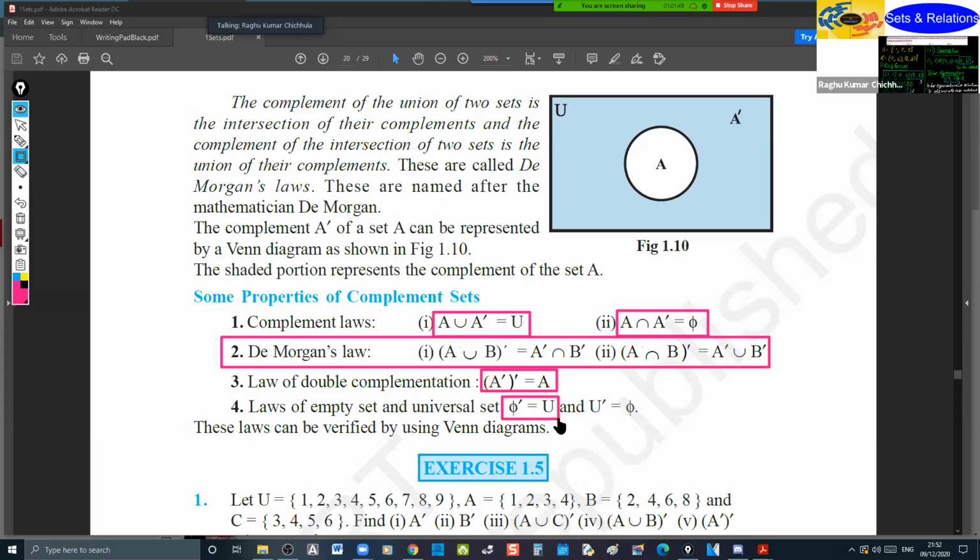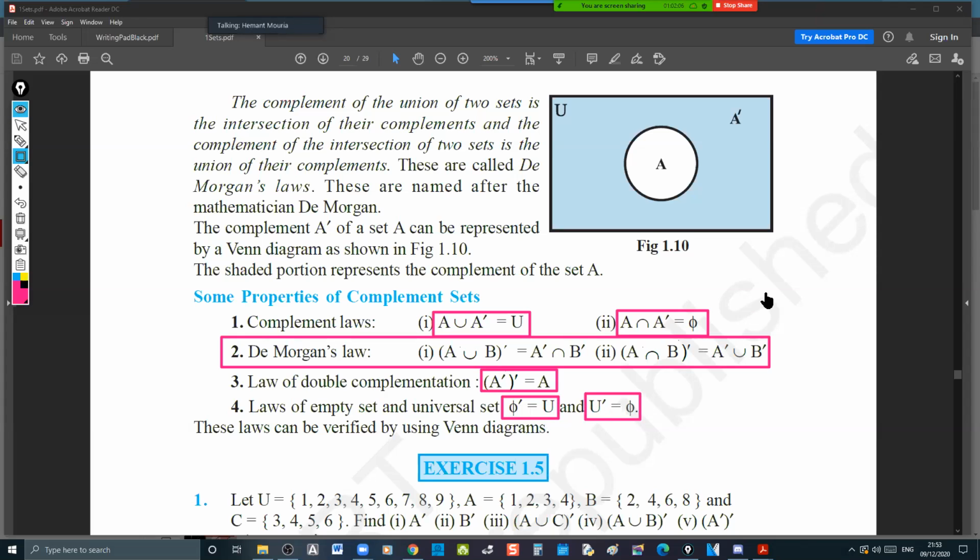Phi dash, that is not null set. Not null set is universal set. Just now you asked this, Maurya. The not universal set is null set. Not universal, null. Not null, universal. Okay, sir. Just now you asked that. Yes, sir.